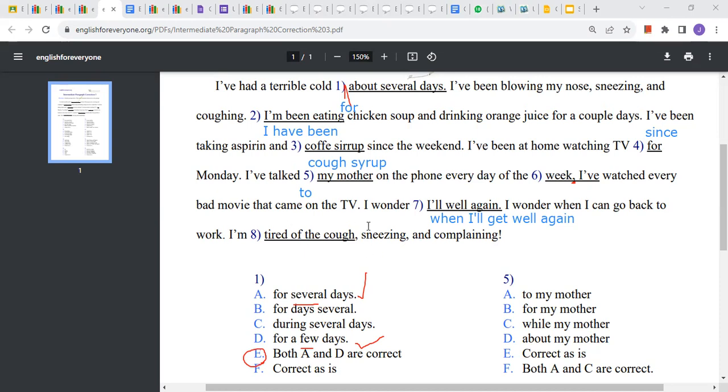Hello, is this correct? I'm tired of the cough. أتوقع إنه تعبان من القحة يعني. هلا ممكن بس إذا هون إن I N G وهون إن I N G. I tire of the coughing يعني. I'm tired of coughing. عشان مش أنا قحتي مستمرة. I'm still coughing. I'm constantly coughing, sneezing, and complaining. I'm tired of coughing, sneezing, and complaining.